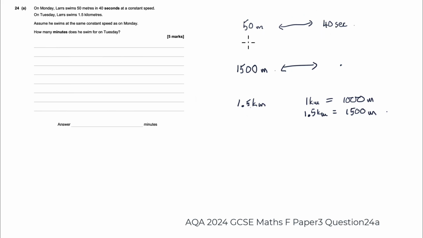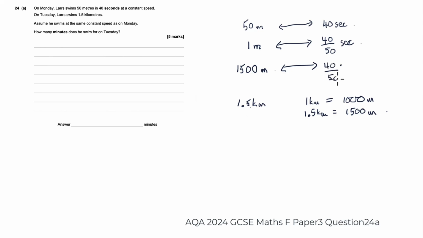So we can work out how long it takes them to swim 1 metre. And that would be dividing this by 50, taking a 50th of it. So we'd have to do the same to the 40 seconds. So whatever that comes to, that's the number of seconds it takes to swim 1 metre. And then we can move on to this 1,500 metres, because that would be 1,500 times what he's just swam 1 metre in this number of seconds.